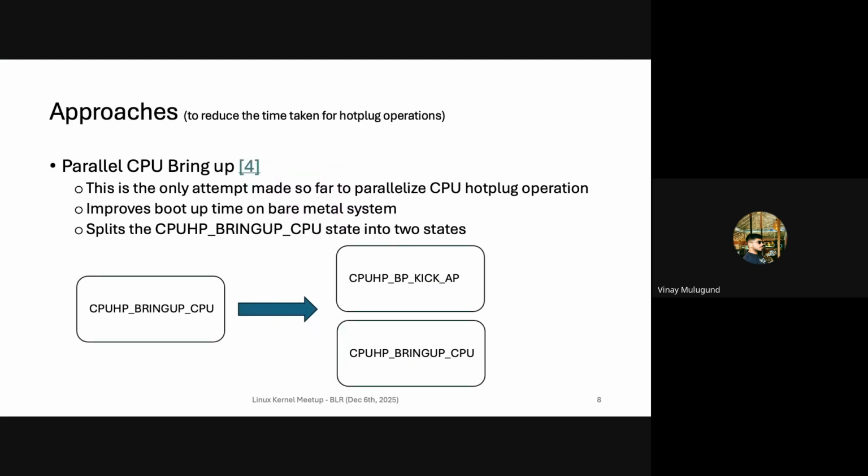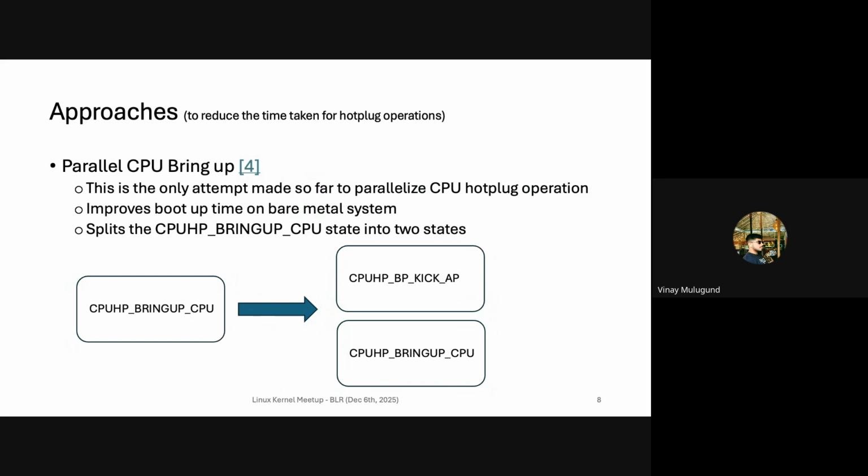Okay, so I wanted to talk about parallel CPU. In the past 2 years, a new enhancement was made to the CPU hotplug infra, which is parallel CPU bring up. This patch series does not enable us to start running multiple hotplug operations in parallel. What it does is parallelize a very niche part of bringing a new CPU or removing a CPU from a system.